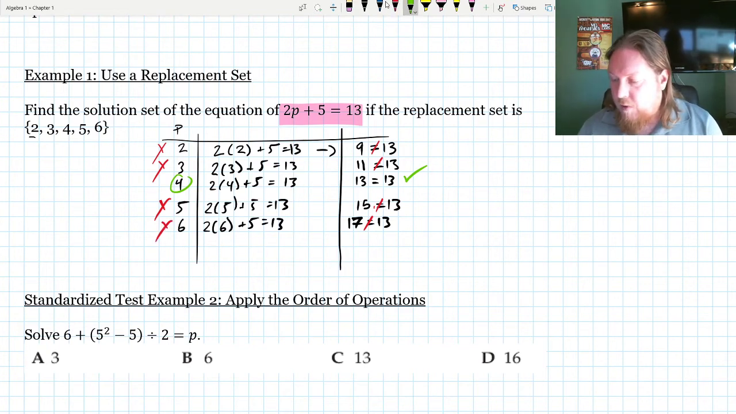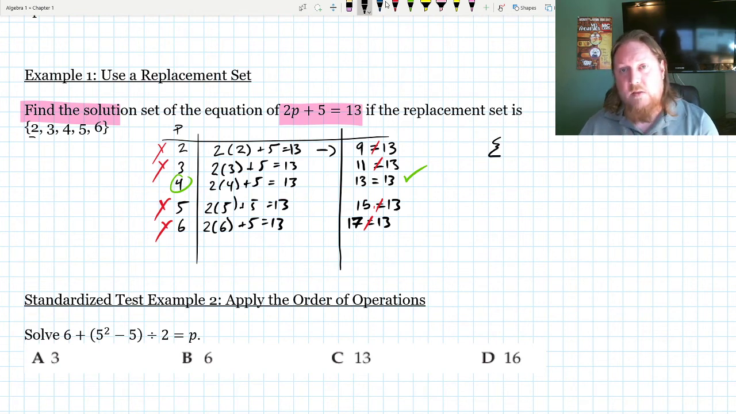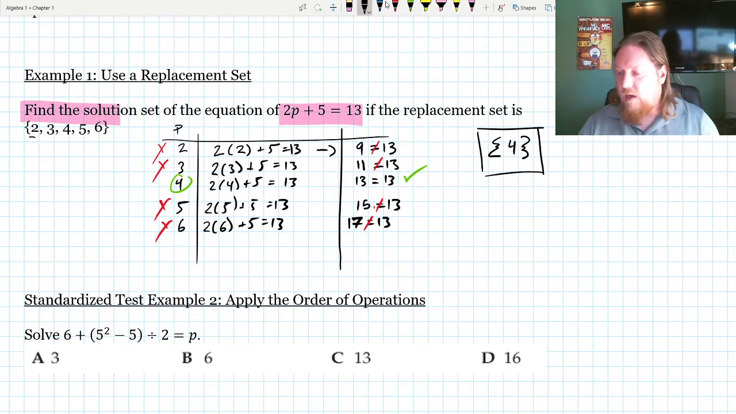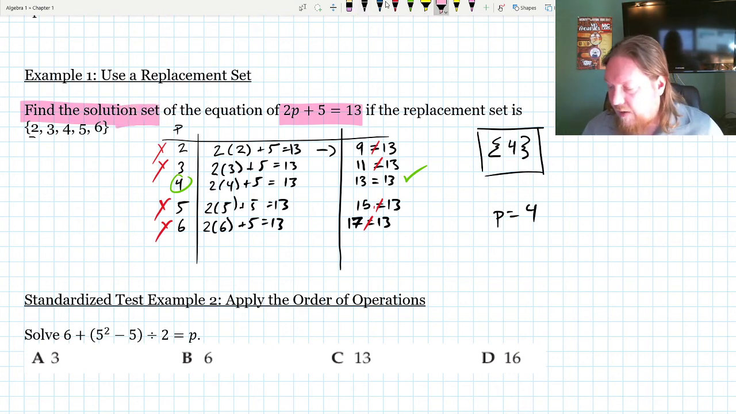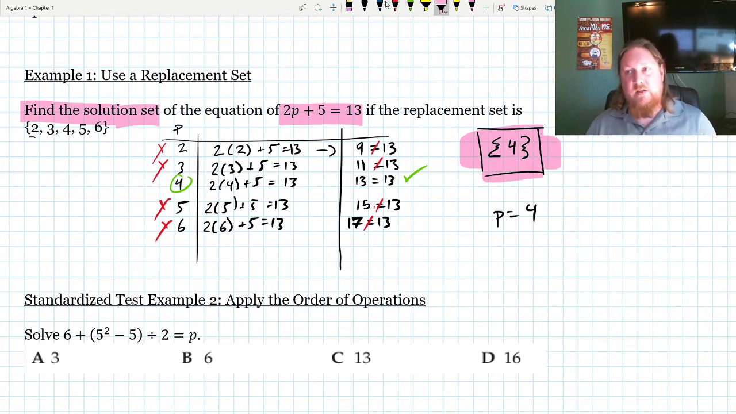So what I'm looking for now is trying to write down the solution set. And I do that by writing down a little bracket, just like the replacement set came in. And the one value that happened to work here was 4. So that is my solution set. Lots of times we just write P equals 4 or something like that. But when it's asking for a solution set, you have to have it written in set notation like this.